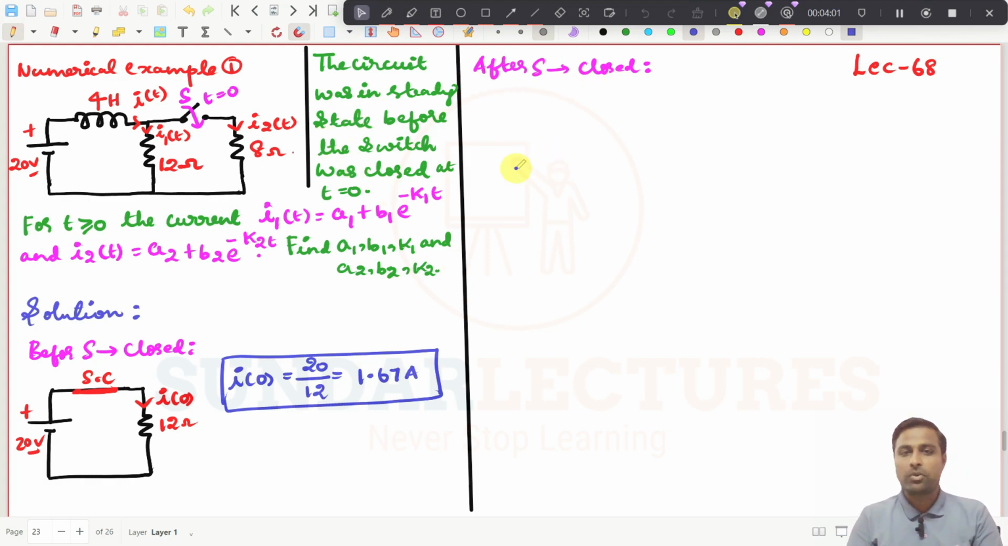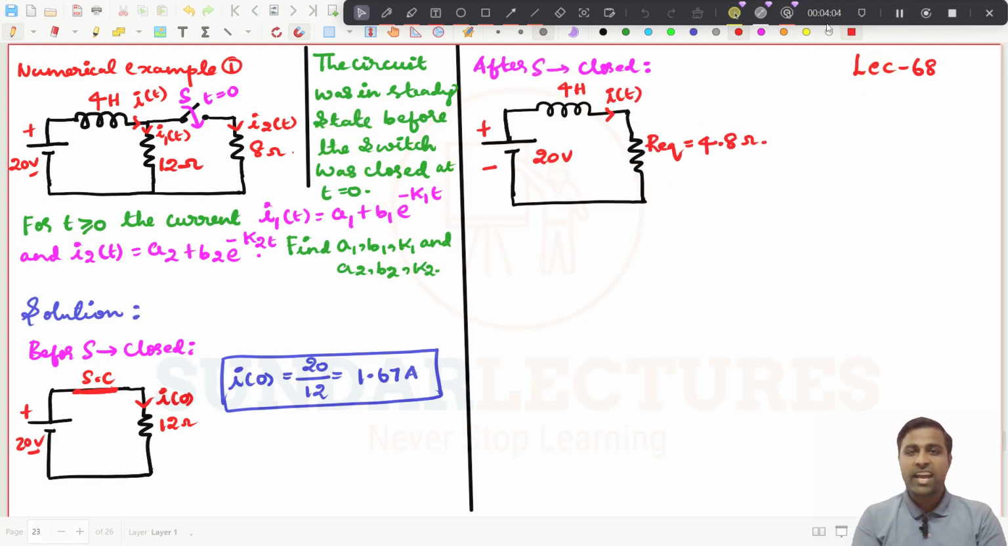If S is closed, then the circuit will be as I have just drawn in the diagram. After S is closed, these two resistances will be connected in parallel. So I have made it R equivalent, and if you simplify this, you will get 4.8 ohms. Now they are asking you to find, for time t greater than or equal to 0, the currents I1 and I2. Let us find the value of I of t by using this circuit, and then you can easily find I1 of t and I2 of t with this circuit.